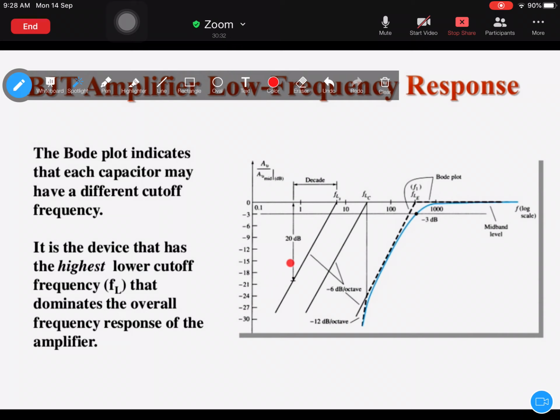You should not operate the transistor for the amplification process below the low frequency cutoff. You should always operate above the frequency cutoff. Okay, low frequency cutoff.